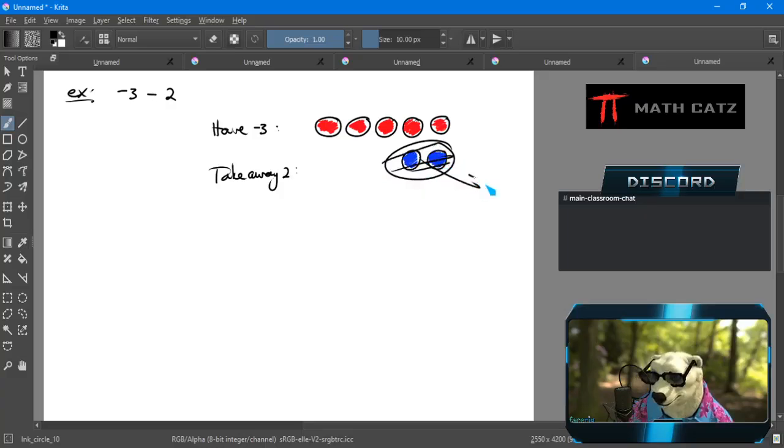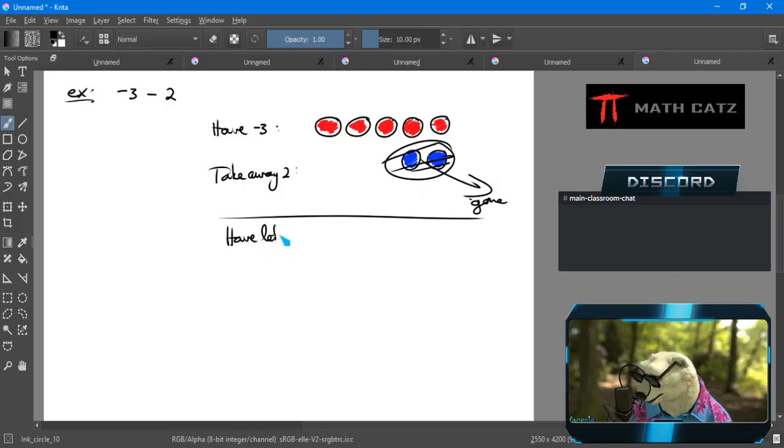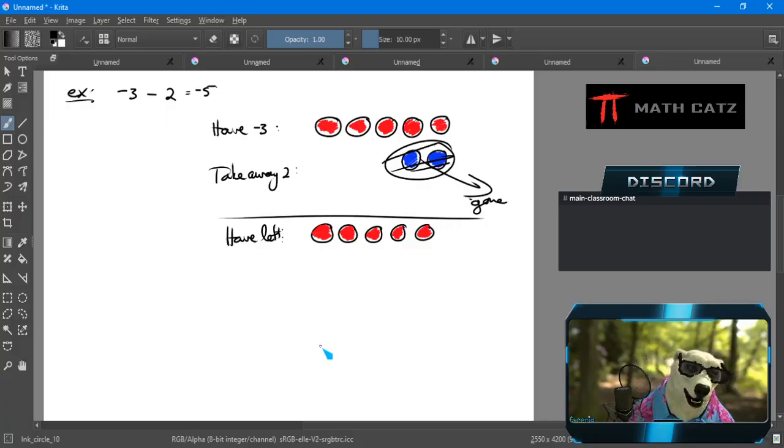You are gone. And I have left, obviously, 1, 2, 3, 4, 5 red chips. And all that's left is to color some circles. Always a good time. Hopefully easy. I mean, it's designed to be as basic as we can go.